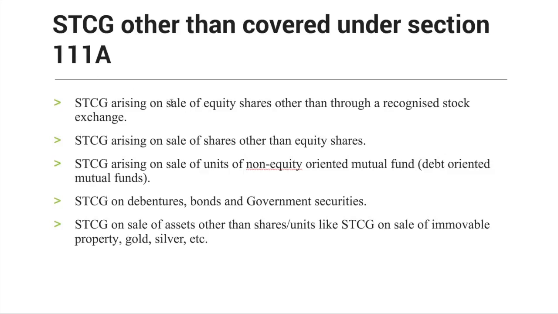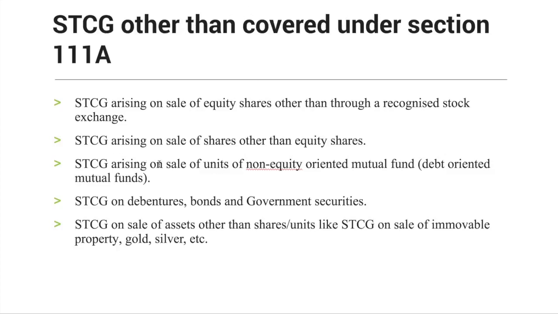The first category is sale of equity shares other than on a recognized stock exchange. For example, if you are buying and selling equity shares via a third party dealer, then that won't be considered a recognized stock exchange. So that won't fall under section 111A. And then STCG arising on sale of shares other than equity shares. There are many categories of shares, so if your capital asset falls under that category, then that won't be considered a section 111A category.